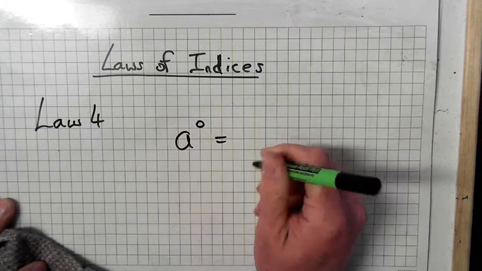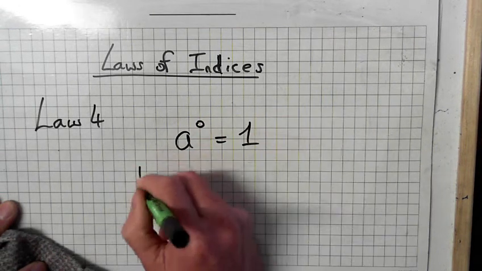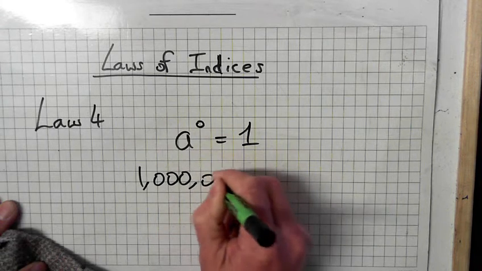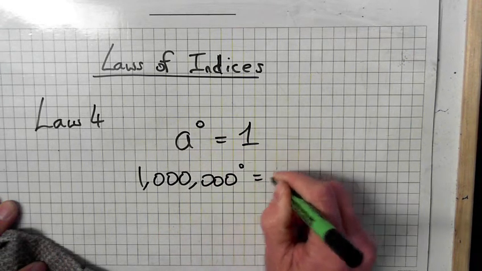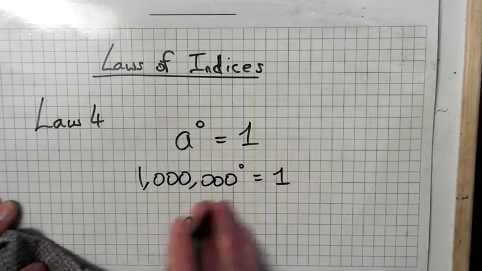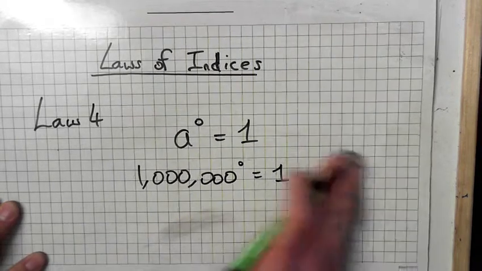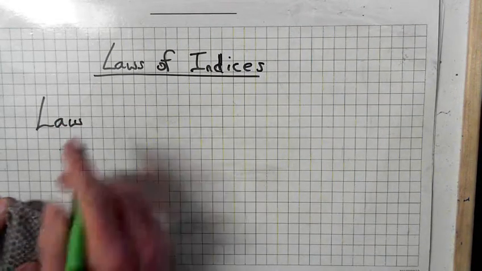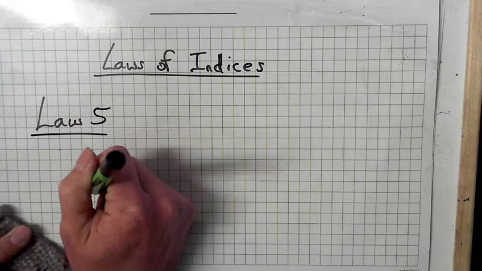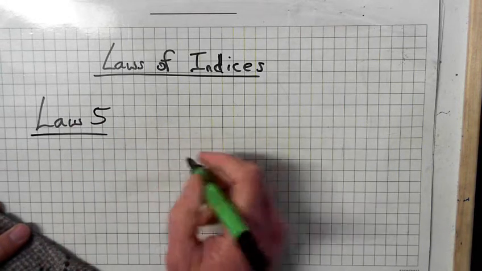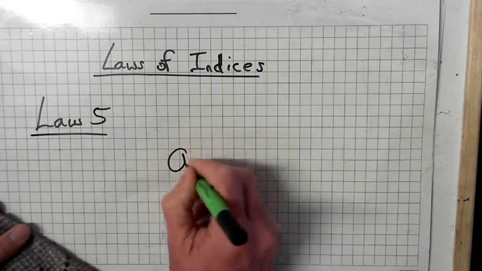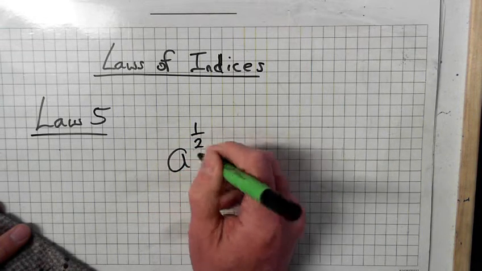Right, law 4. Anything to the power of 0 is 1. So if I have a million to the power of 0, it's 1. Anything to the power of 0 is 1.